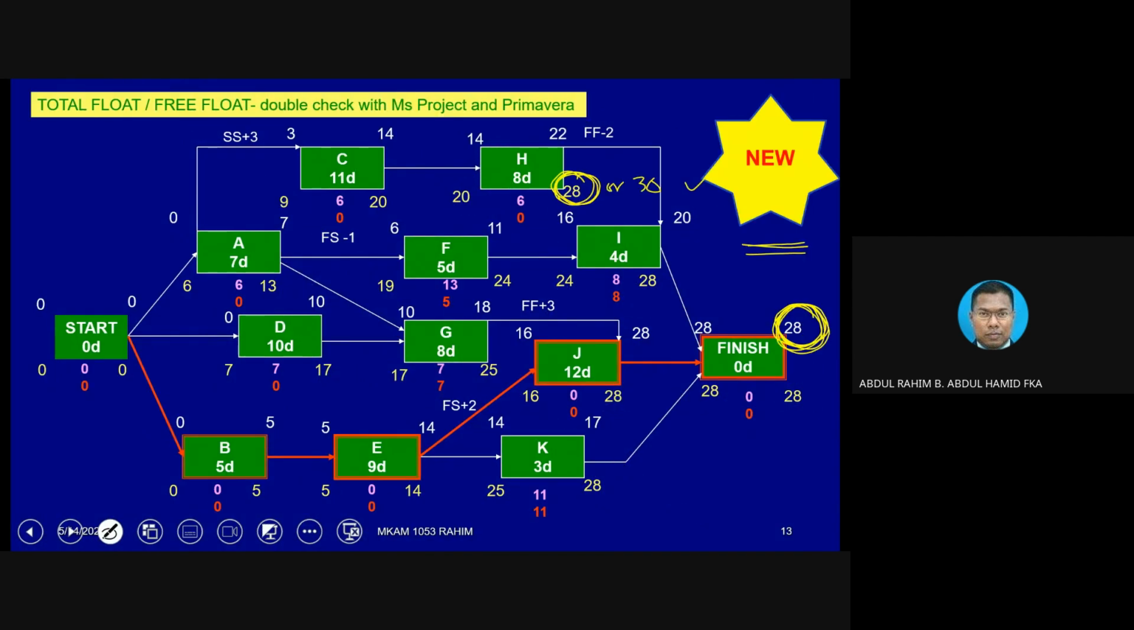Similarly, when we do the calculation here, 28, we are going to put it here. 28 minus 0 is equivalent to 28. We log 28 here, 28 here, and 28 here. And then 28 here, we are going to transfer, and then again, 28 minus 2, of course, becomes 30. So 30 is just one of the considerations, okay? Or 28, why? Because the project completion is 28.